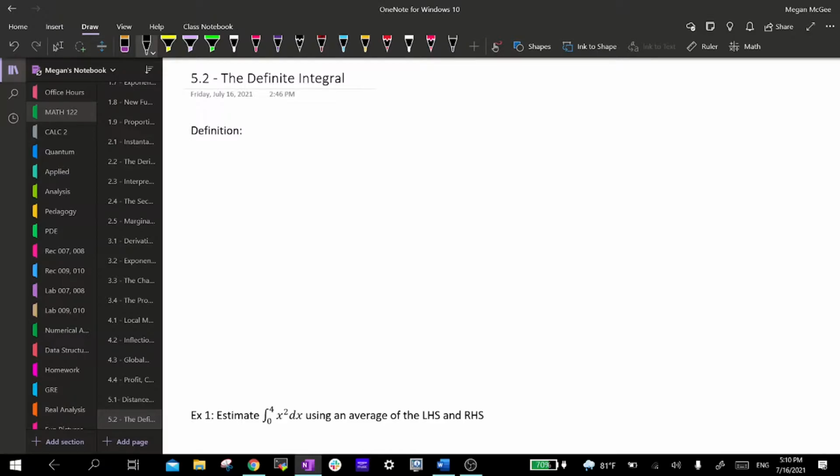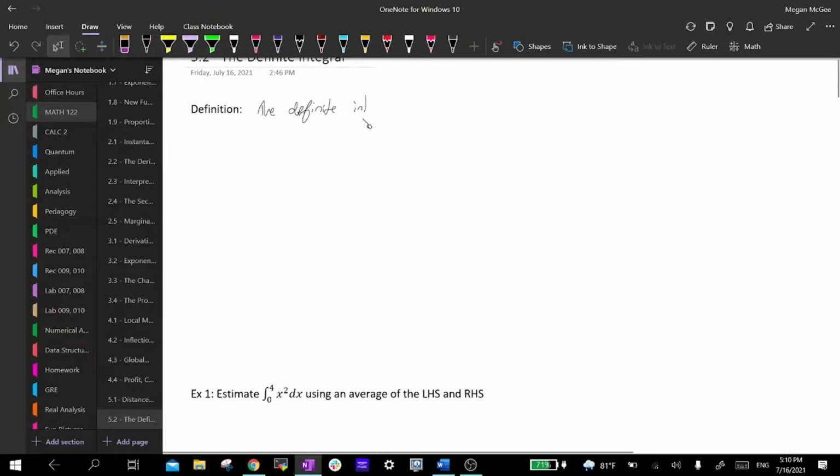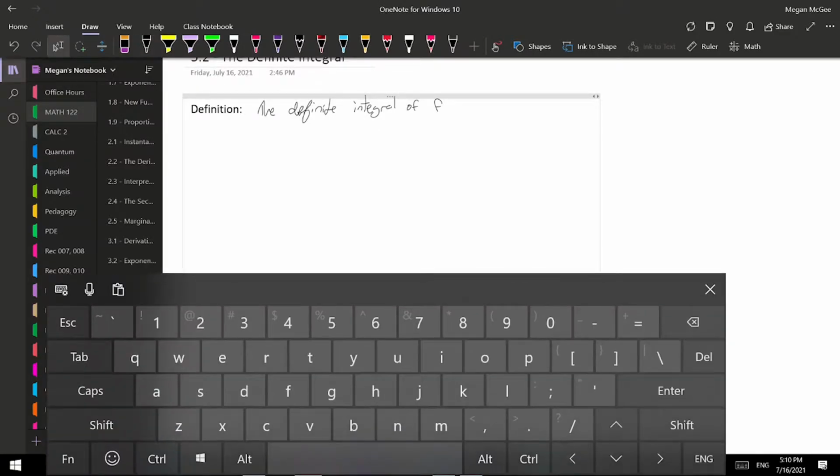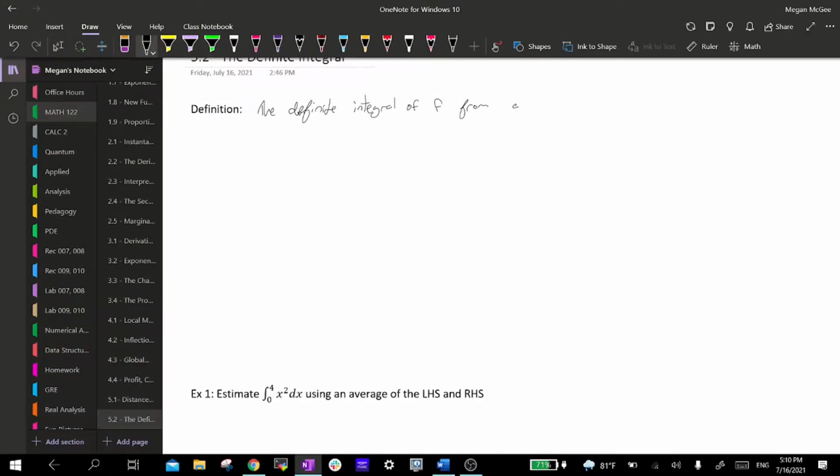Alright, so we're going to start off with the definition of a definite integral. So, the definite integral of a function f from a to b is given by, so we write integral like this squiggle here, so it kind of looks like an S. And then from a to b, so we write a down here and b up here. These are what we call bounds or limits of integration. And so then we have the function f of x dx.